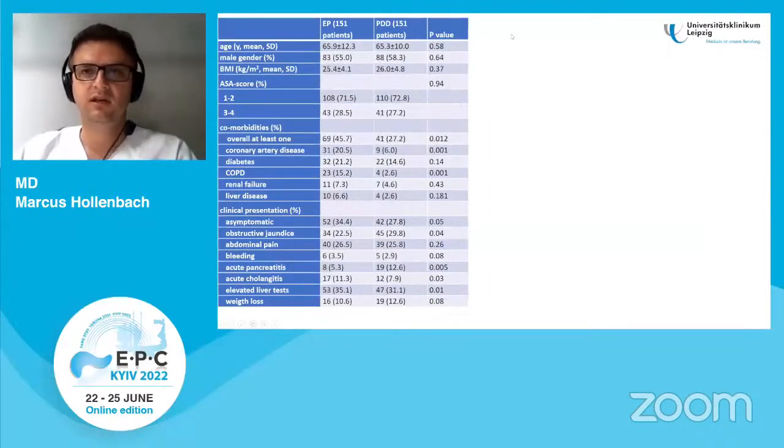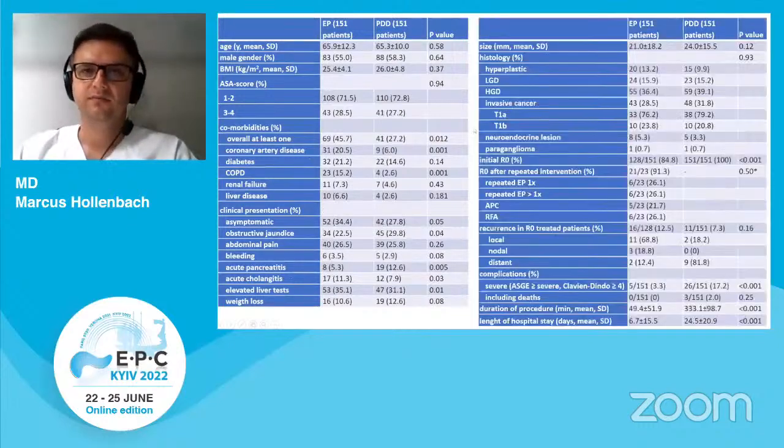We move on to the EP and PDD comparison. You can see here that the baseline criteria, like age, gender, and so on, are comparable between the groups. Also the size and the histologic subtype were quite comparable and equally distributed between the groups. However, the rate of complete resection, of course, was very high, 100% in the PDD group, but only 84.8% in the EP group, which was statistically significantly different.